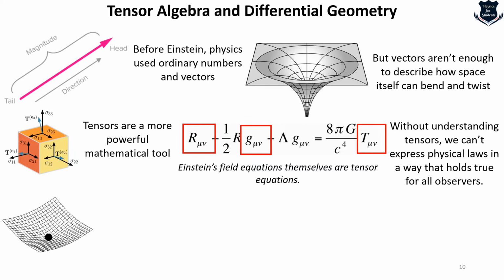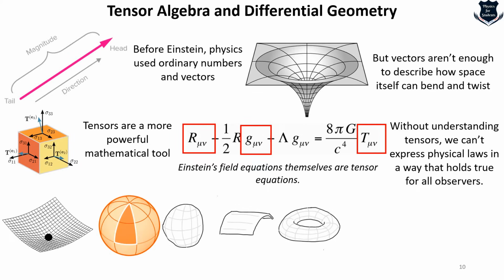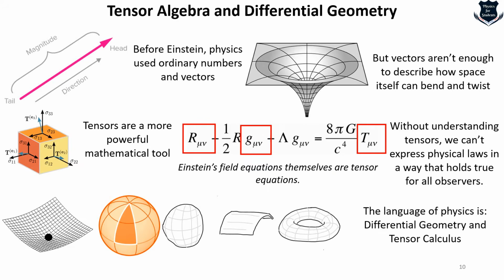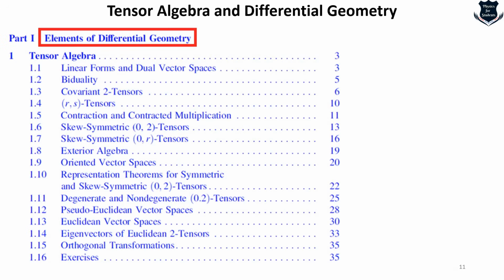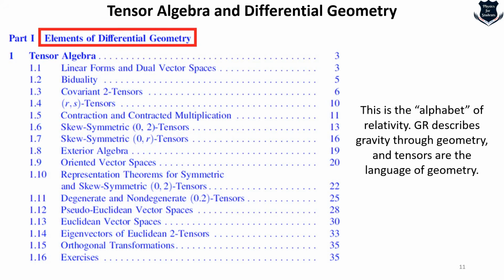All these curvatures and shapes that you can see at the bottom of the screen are expressed in the language of differential geometry and calculus. So obviously tensors are required, and differential geometry and tensor calculus are the basic language. The authors put together Part 1, very well arranged and very scientifically done. It is called Elements of Differential Geometry. This is the alphabet of GR, without which nothing will happen. So the first step is understanding the elements of differential geometry, and the table of contents shows that.